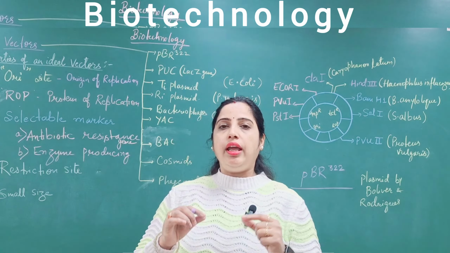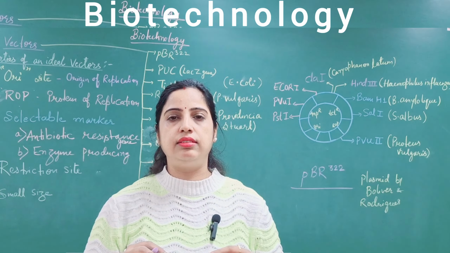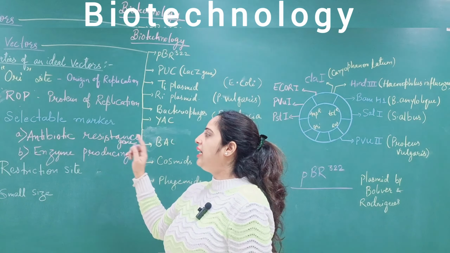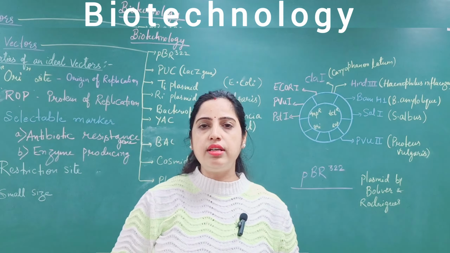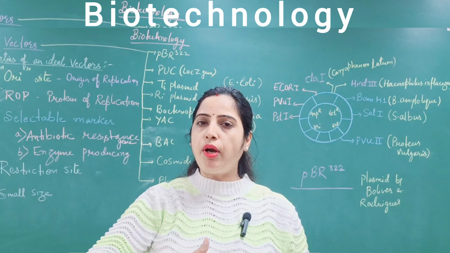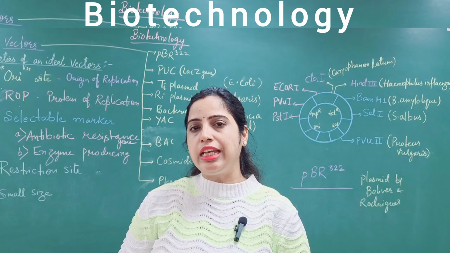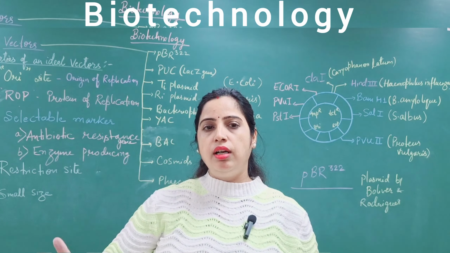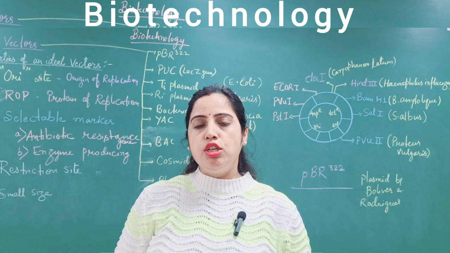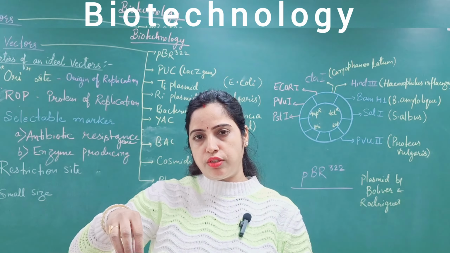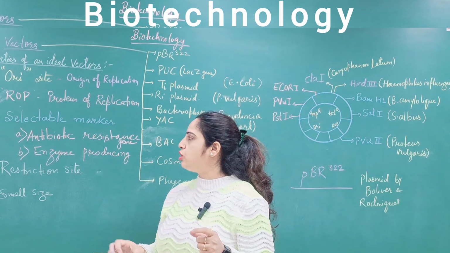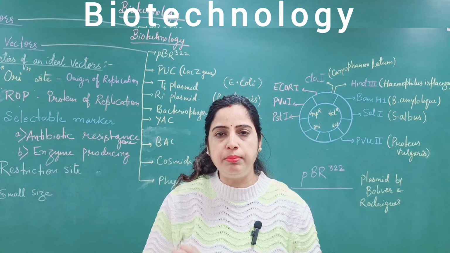Now, an ideal vector should have selectable markers. What does that mean? If your product is ready, how will you distinguish that it is the transformant or the recombinant, so that it can be distinguished from the original one? So the ideal vector should have selectable markers.